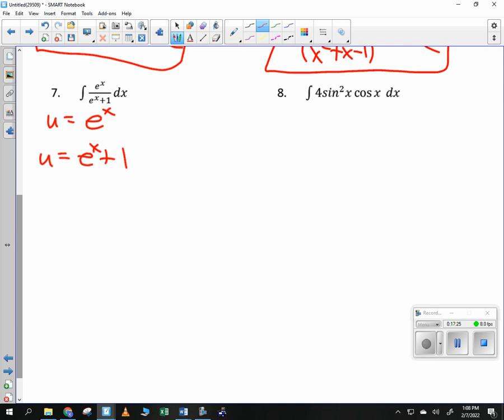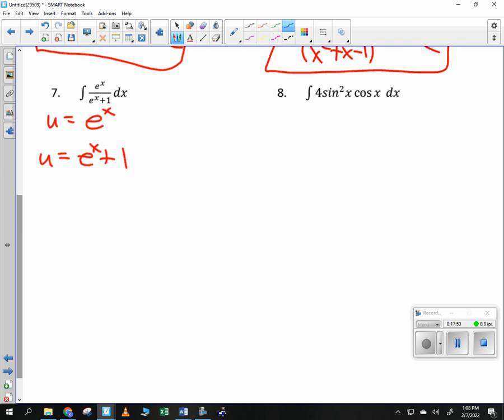Take 20 seconds and decide with a friend. Go. Five, four, three, two, one. I heard a lot of people say that we should choose the bottom. Why? Because when you take the derivative of this, you get that, right? But when you take the derivative of this, you don't get that. So that's a great summary.